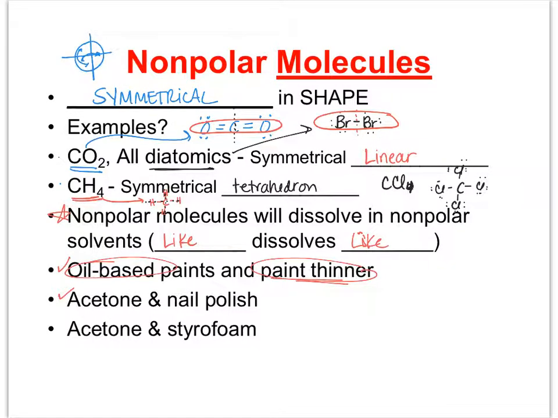If you want to take nail polish off, you can't just wash your hands and wash it off. You have to dissolve it in something that is similar in its molecular shape. Acetone is a molecule that is similar in shape to nail polish. Acetone will also dissolve styrofoam because the molecule shape is similar. This is also why oil and water don't mix, like why your salad dressing separates, because oil shapes are nonpolar and water shapes are not, or they are polar, I should say.